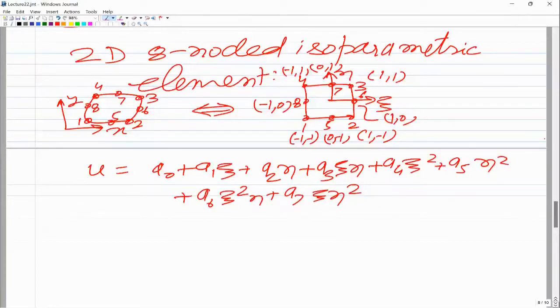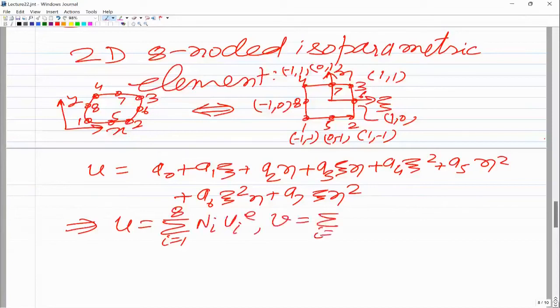in terms of the values of U at node 1, 2, 3, 4, 5, 6, 7, and 8, and then you will ultimately write this in terms of the interpolation functions, and you would do that for all the variables. So that means ultimately you would write U equal to summation I going from 1 to 8 Ni Ui. V will be written as summation I going from 1 to 8. So now we are talking of 8 noded isoparametric element. So we'll have Ni Vi, and there are 2 displacements and 2 coordinates.